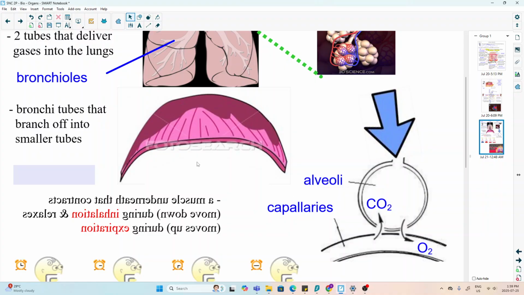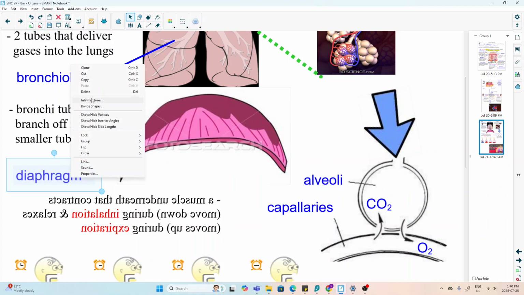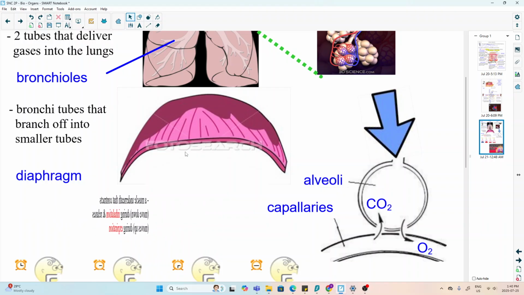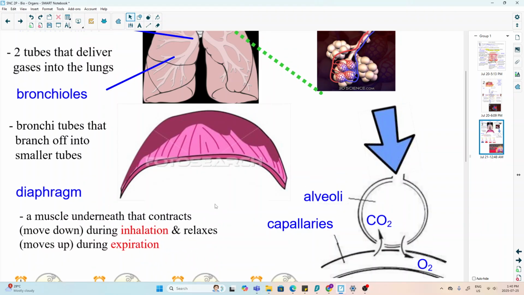Alright, last one is there's a muscle underneath your lungs called the diaphragm. Without it, you can't breathe, actually. What it does is it moves up or down. It makes the lungs smaller when you breathe out. So it moves up when you breathe out, making the lungs smaller.